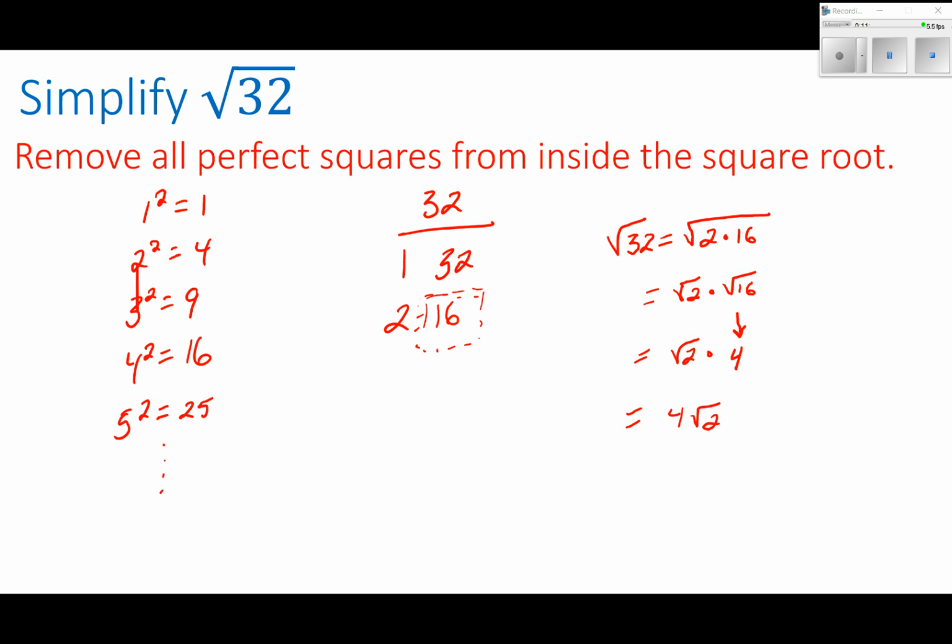Okay, we always write the number, and then if there's any square roots, we write that after the number. Just like if I had an x and a 4, I'd write it as 4x. I wouldn't write it as x4. So we write it as 4 root 2. So square root of 32 is the same thing as 4 root 2. And getting it to that step of 4 root 2 is what I'm going to expect from you. Okay? So any of these that we can simplify, we can continue to work them down.